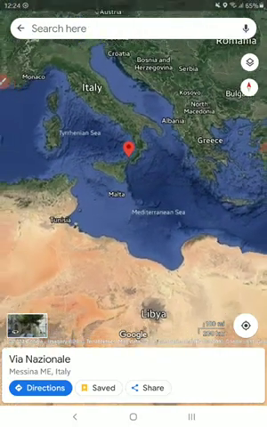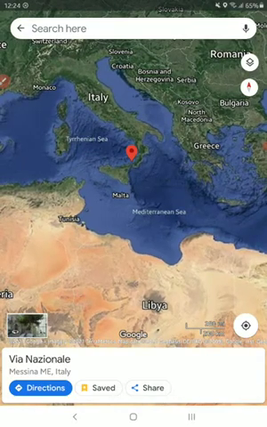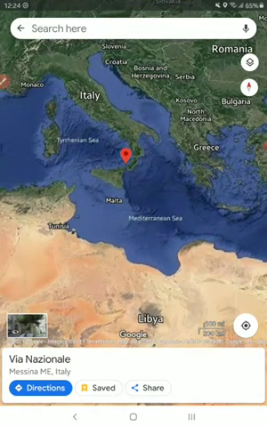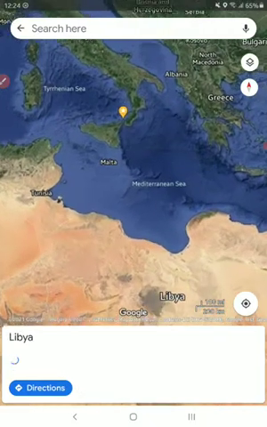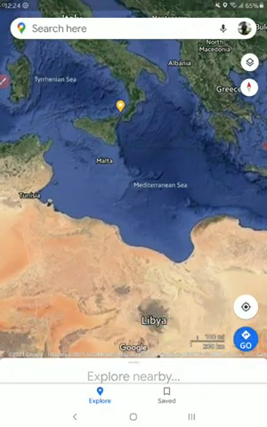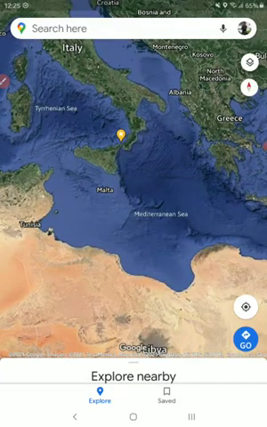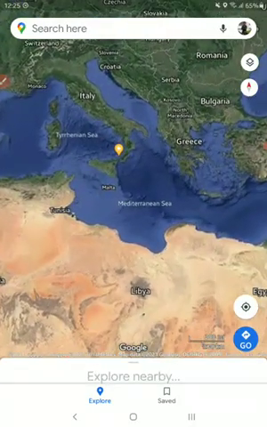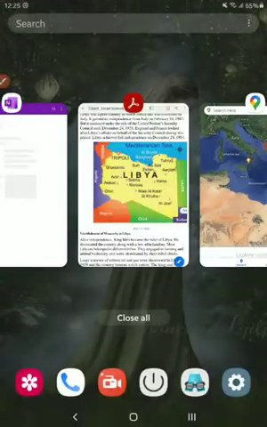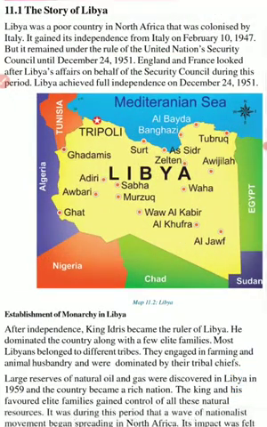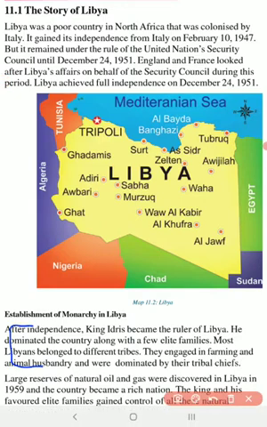So naturally, during the time of colonization, Italy colonized Libya, and then finally they gave independence to Libya in the early 1900s. So it's from here we begin the story of Libya. We read here: Libya was a poor country in North Africa. It gained its independence from Italy on February 10th, 1947, exactly a few months before we achieved our independence.